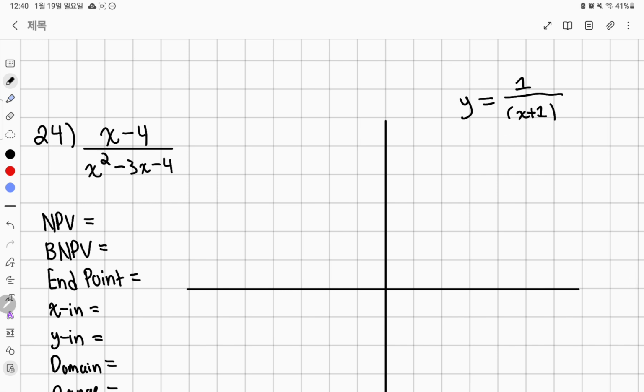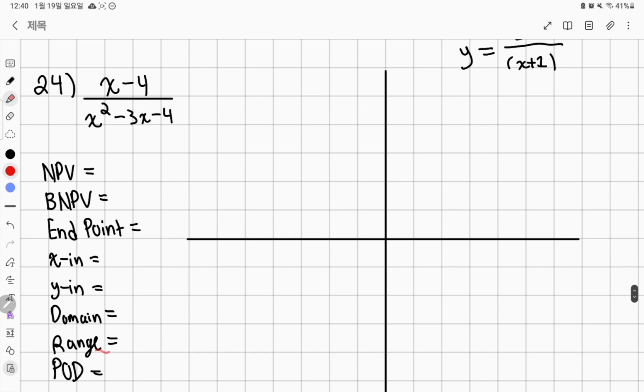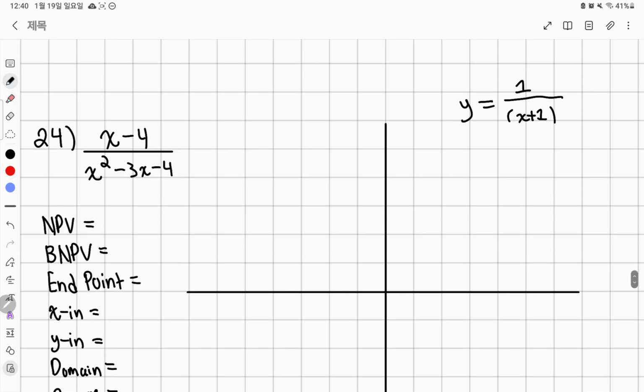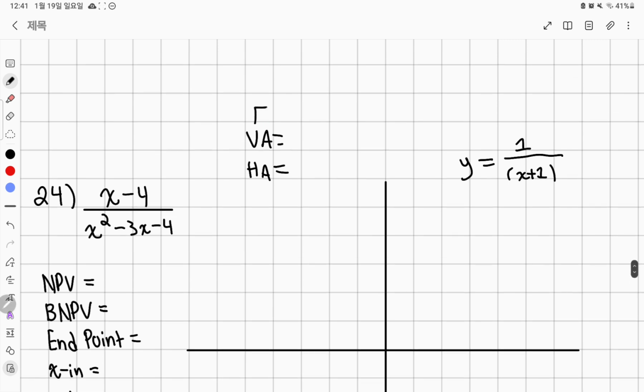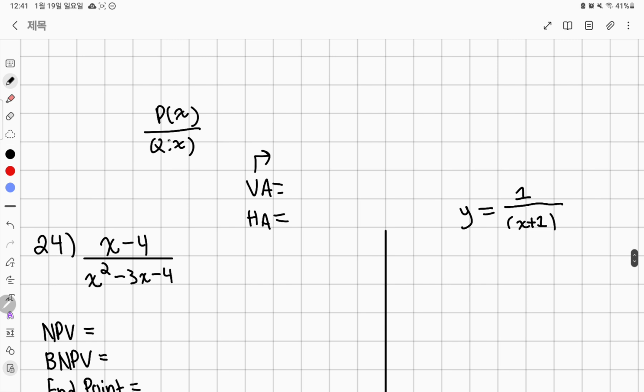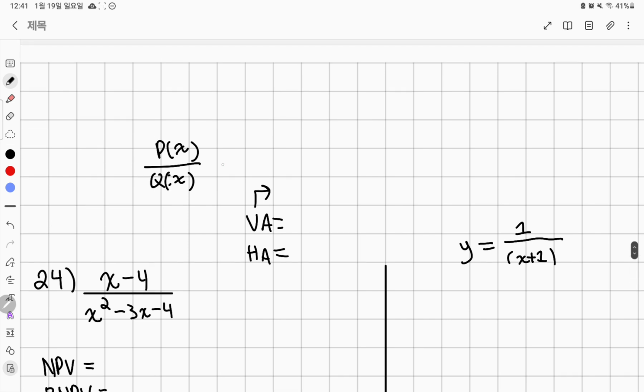But before that, most importantly, you must know this. Before we do the graph, one thing we must know is the vertical asymptote and horizontal asymptote. If you don't know the vertical and horizontal asymptote, we can't go any further. So if there's p(x) and q(x), it doesn't really matter, we have p(x) in the numerator and q(x) in the denominator.